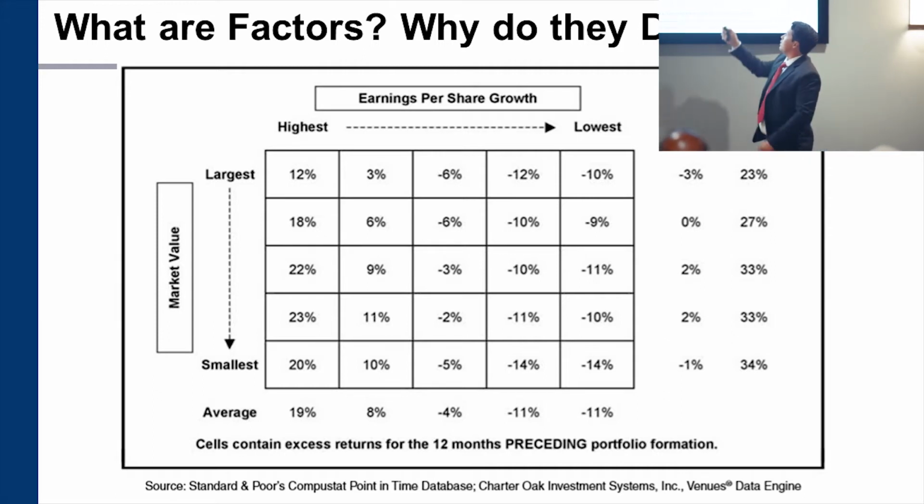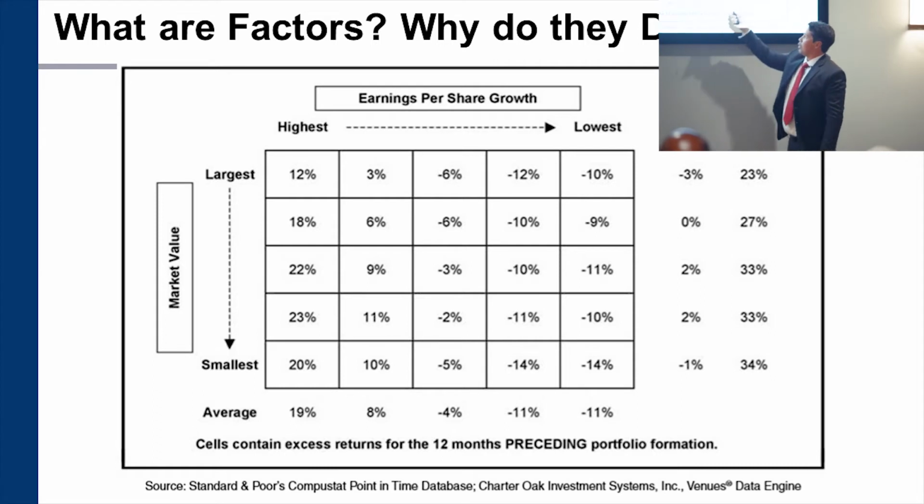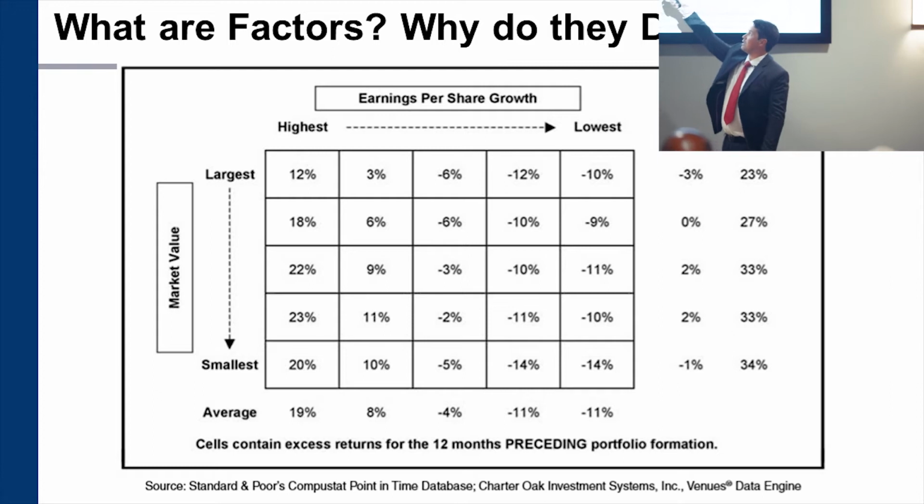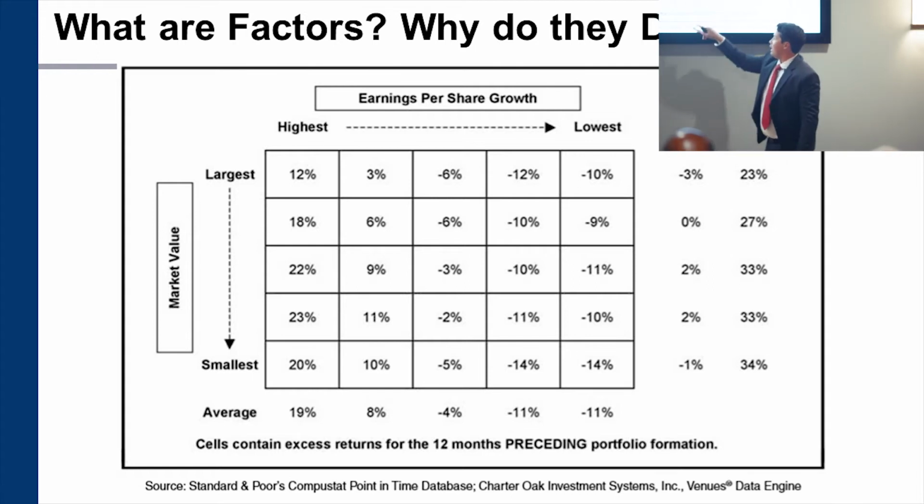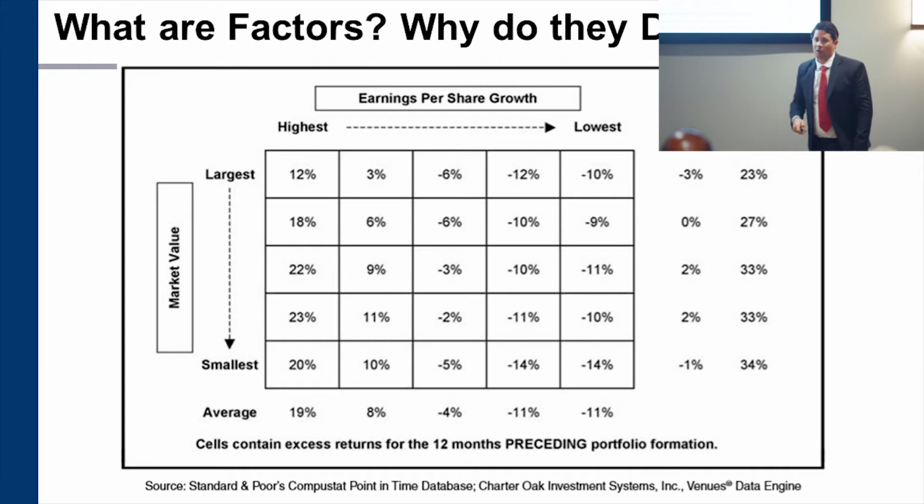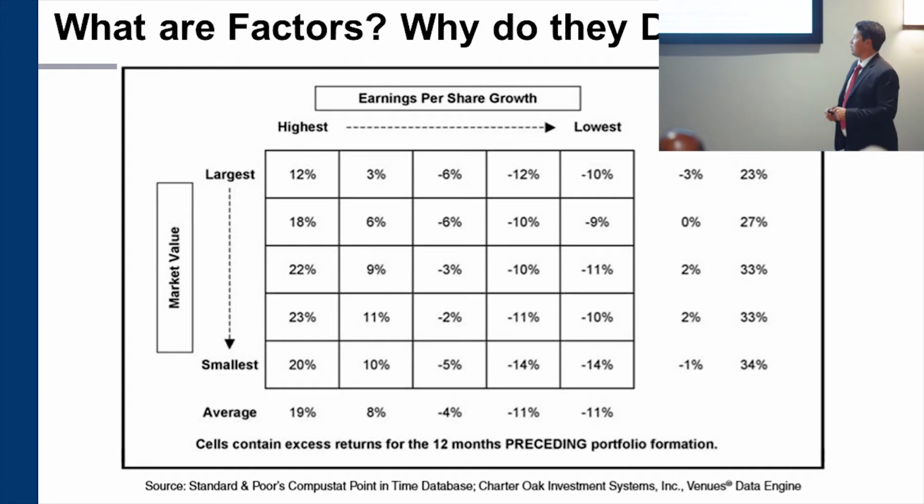So what this means is stocks that had the worst earnings and are the smallest had a negative 14% excess return, meaning it lost to the market by that amount. In addition, the largest stocks, the biggest stocks like the Apples and the Amazons that had really big earnings had 12% more return than the market. So this is basically showing in hindsight, preceding, what did those groups of stocks do?